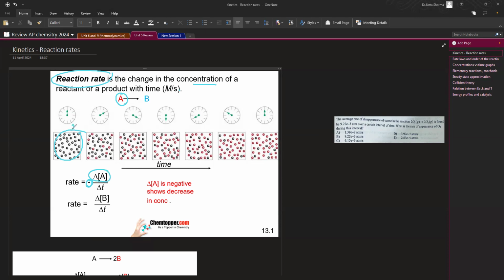Let's say this is 2 molar. Let's say this is 1 molar. I'm just giving random values. And the time taken is how much? 60 seconds. See here, starting from here, going back to here. So what is minus delta concentration over delta t? What is it?